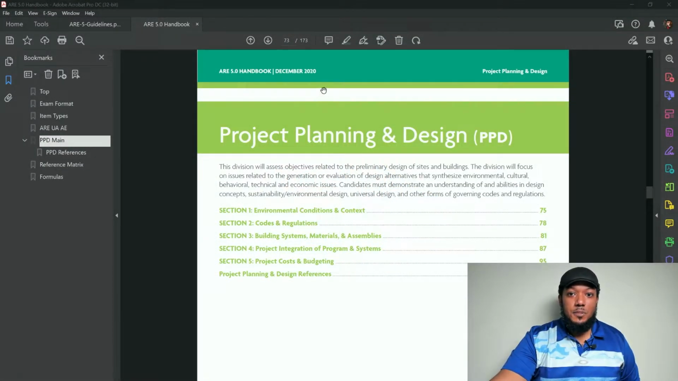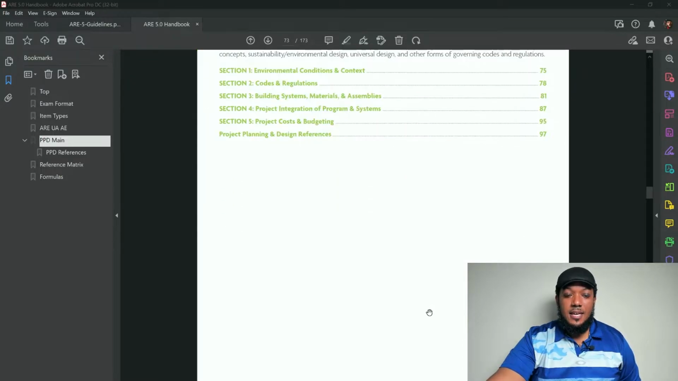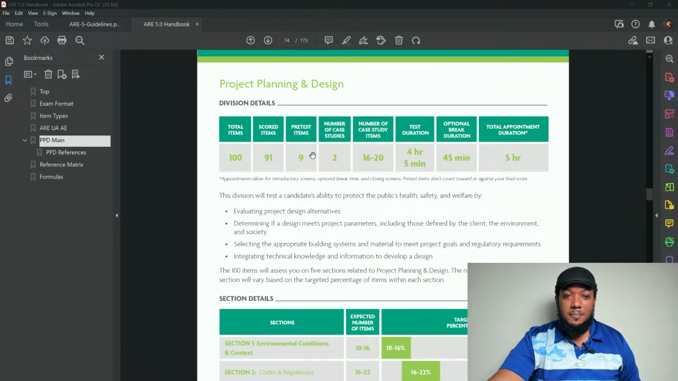First of all, let's get the project planning and design exam defined. Essentially, it's a 4 hour and 5 minute exam. I'm going to go ahead and show you my screen. So project planning and design, this is the ARE 5.0 handbook. And you see that for the exam, we have the 5 sections of this exam, and the time frame for that is on the second page of that section. It is going to be a 4 hour and 5 minute duration for the exam.